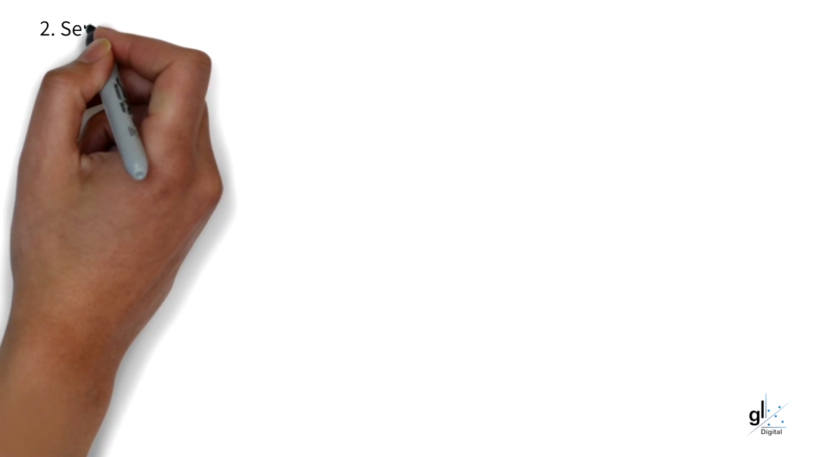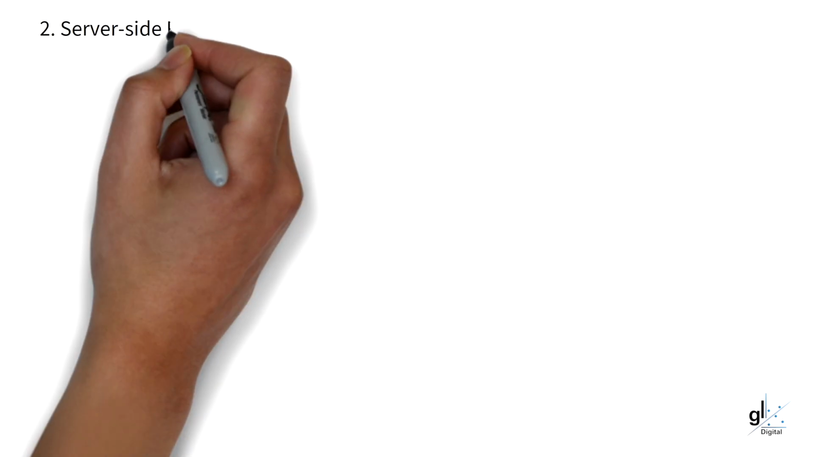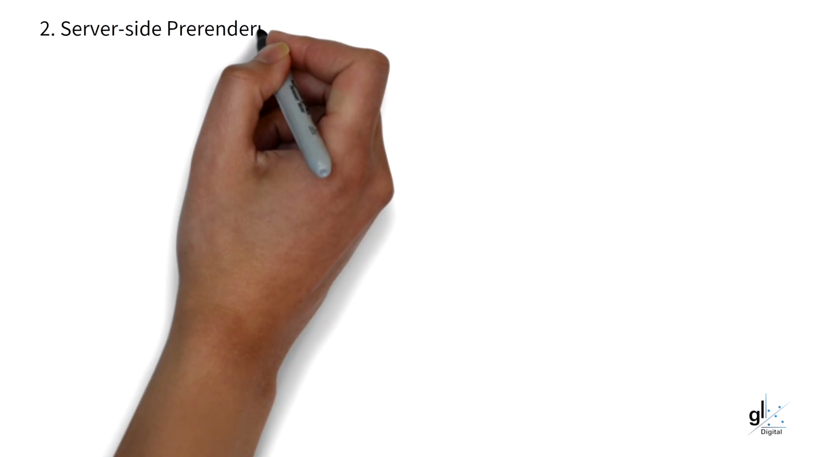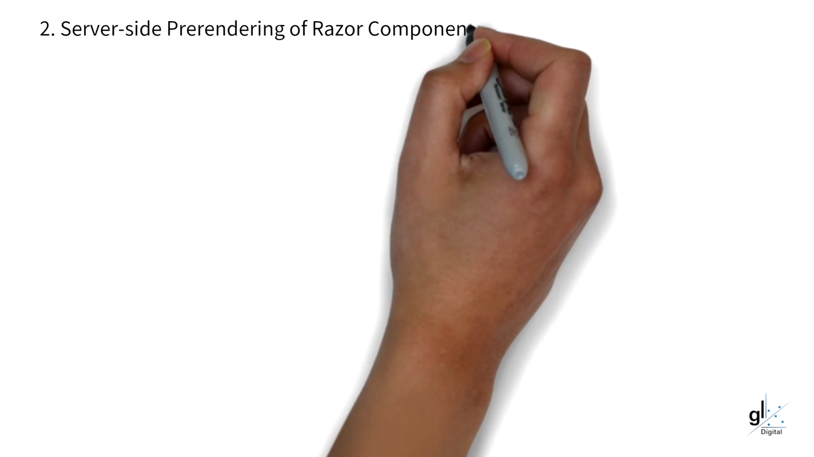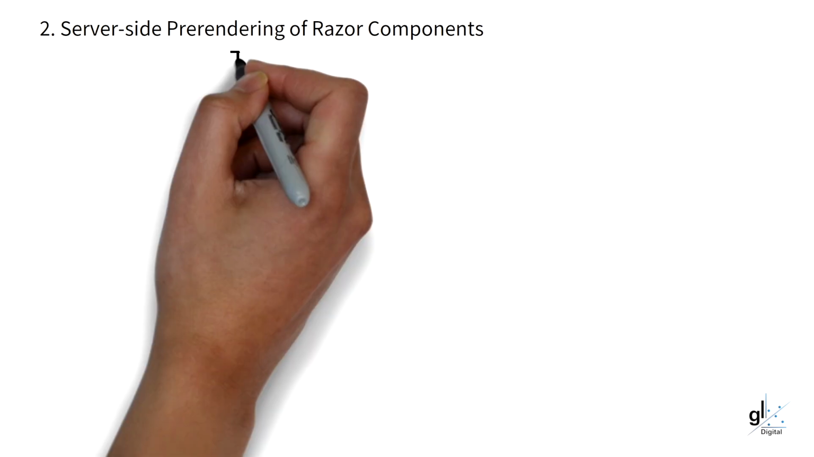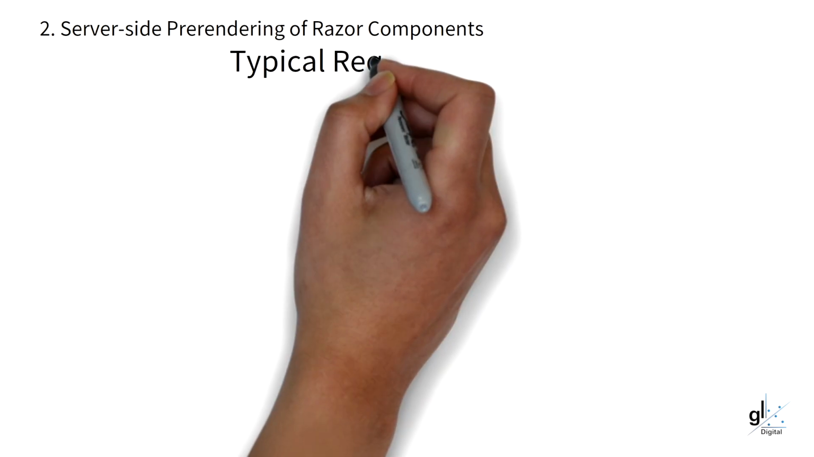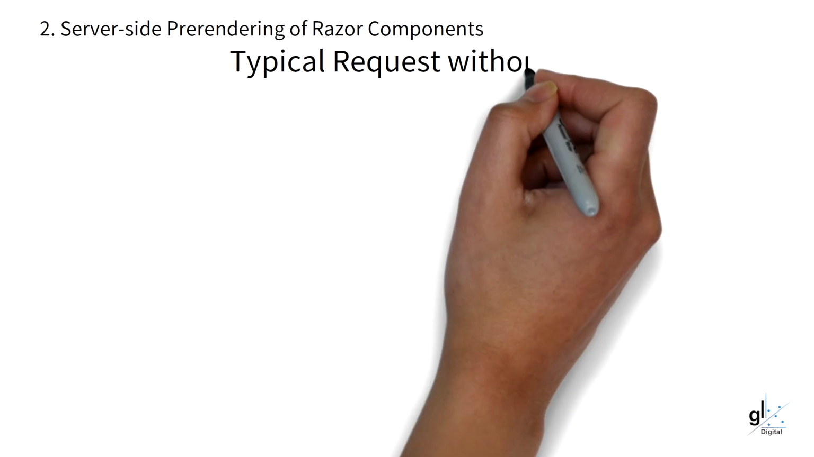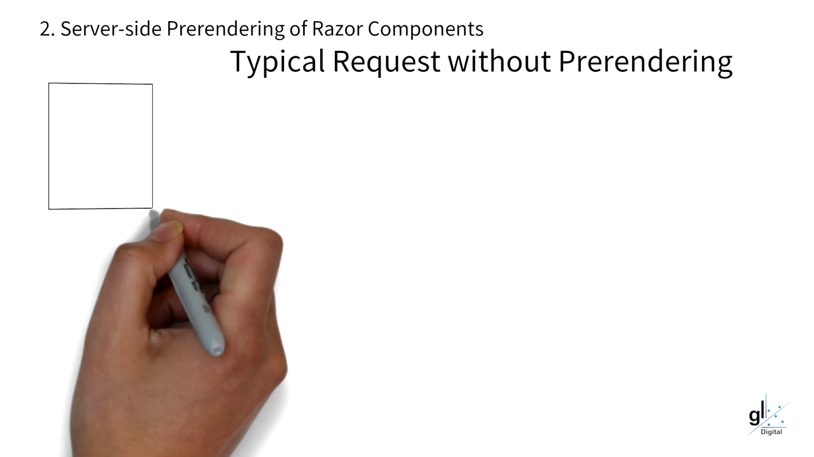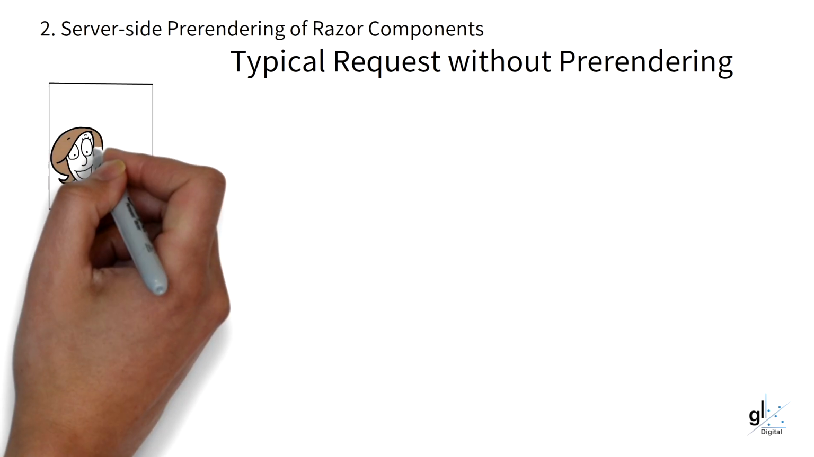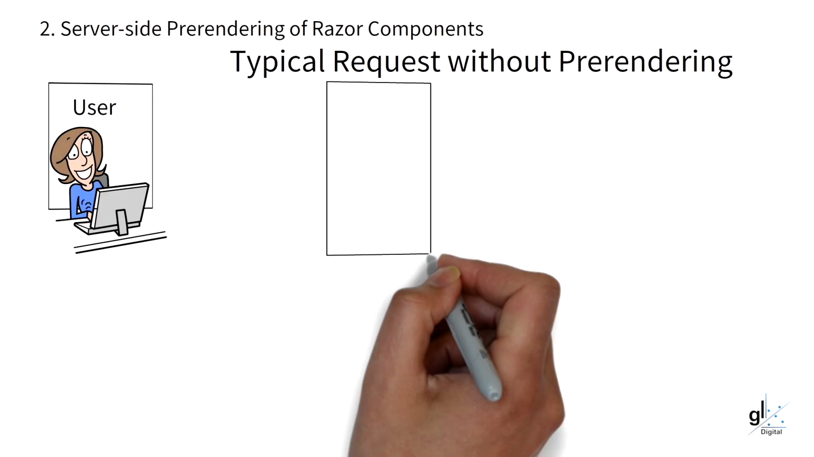Number 2. Server-side pre-rendering of Razor components. First of all, what does it mean to pre-render a Razor component in Blazor? Here is a depiction of basically what happens with a normal HTTP request response regarding Blazor WebAssembly components and Blazor server components. So what is the problem with this model?